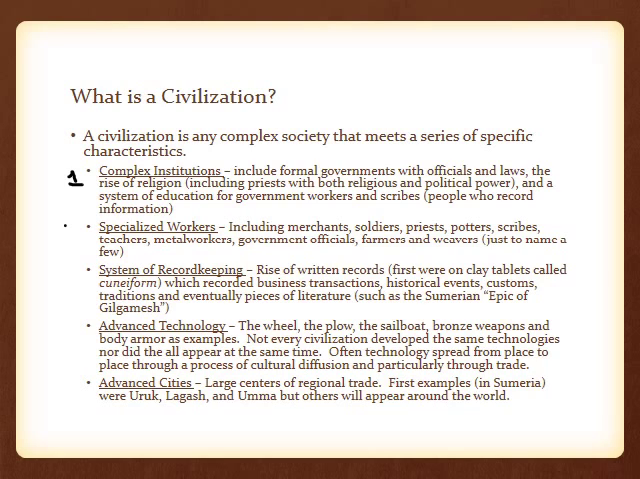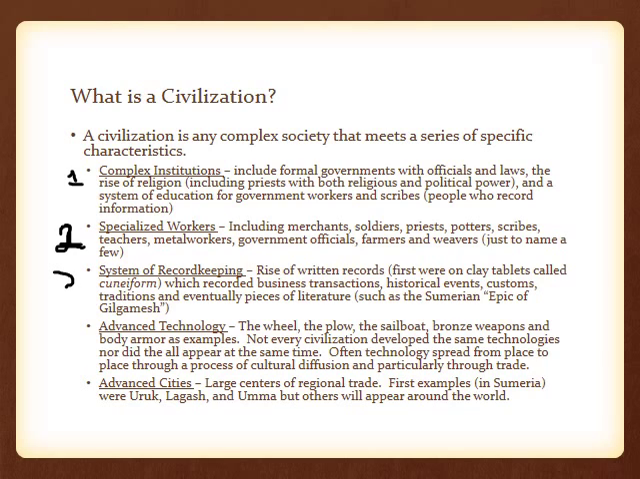Specialized workers, like those scribes, are the second thing we look for. This is number 2, specialized workers. This includes merchants, soldiers, priests, potters, people who make pottery, jugs and vases and things like that, scribes who write things down, teachers, people who work with metal, government officials, farmers, and weavers, people who make cloth. Just to name a few of the specialized workers that we will have.